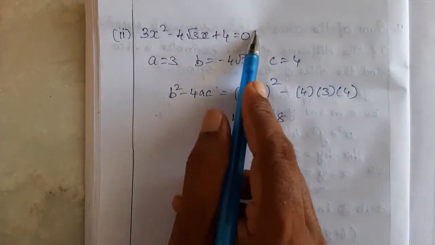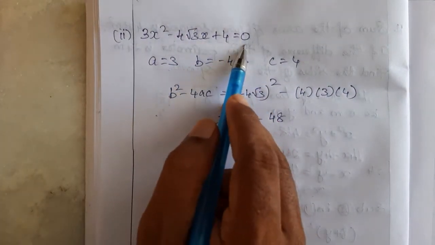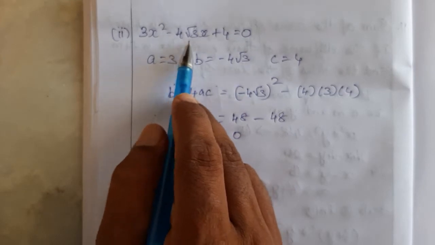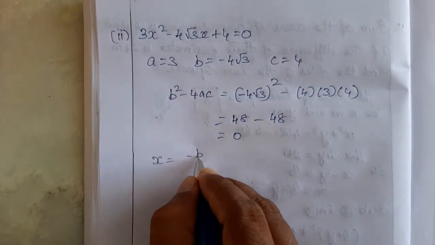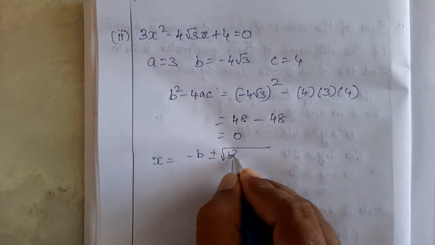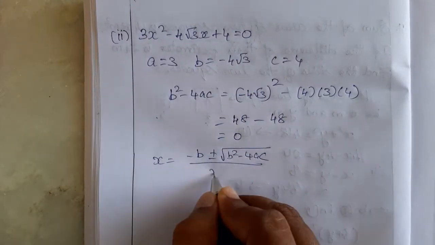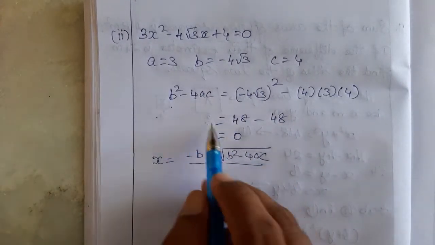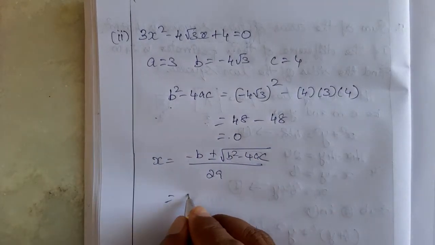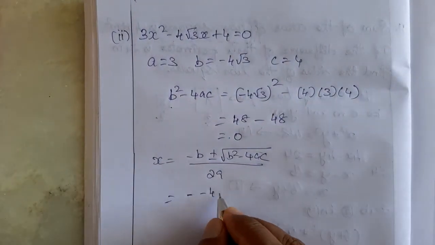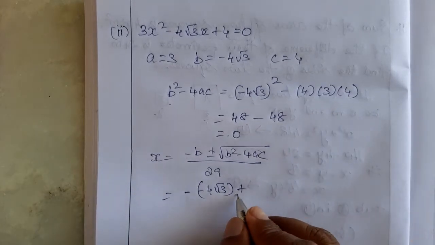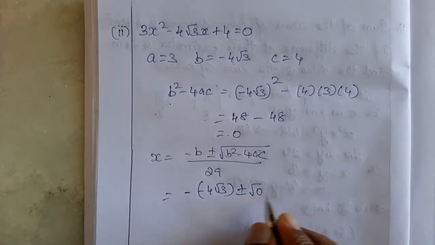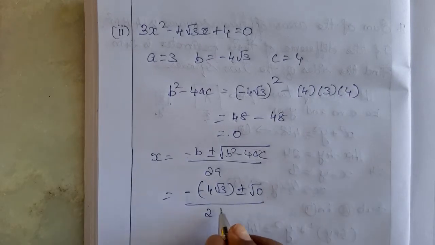So this equation is a little difficult to solve with the factorization method since it has a square root. Let me go with the formula method. So x is equal to minus b plus or minus square root of b square minus 4ac by 2a. So this part we already found, it's 0. So b is minus of minus 4 square root of 3 plus or minus this part, which is 0, right? By 2a, which is 3.